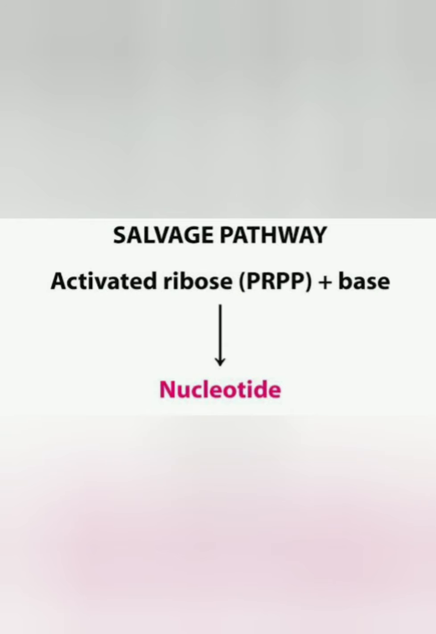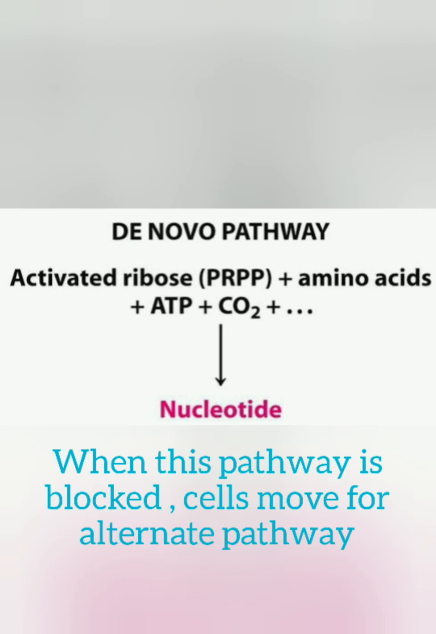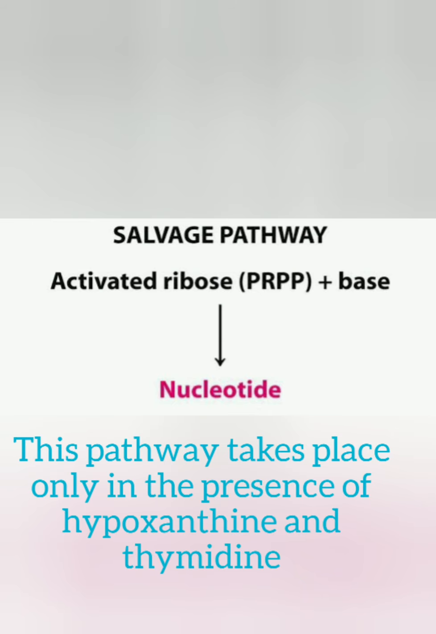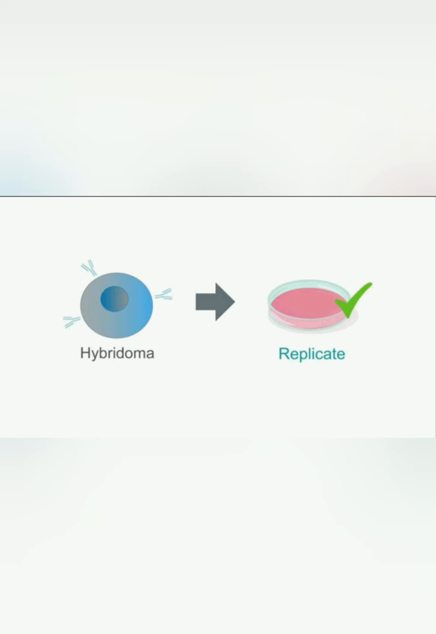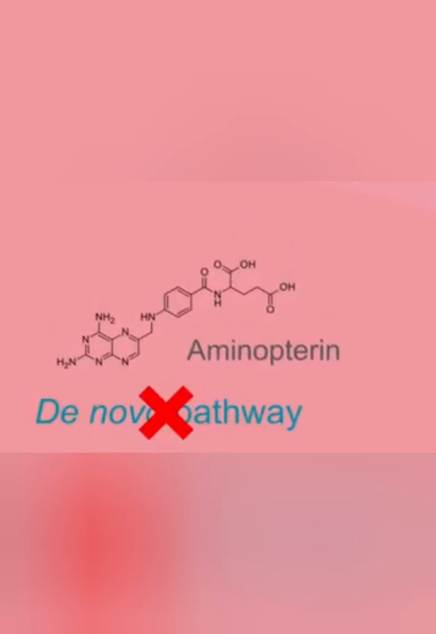Under normal condition, mammalian cells will use de novo pathway to replicate. When de novo pathway is blocked, cells use salvage pathway as alternate. But this only happens when hypoxanthine-aminopterin-thymidine are present. This key approach is used in HAT medium to select Hybridoma cell. In HAT medium, cells cannot operate de novo pathway, and this is due to the presence of aminopterin in the media.